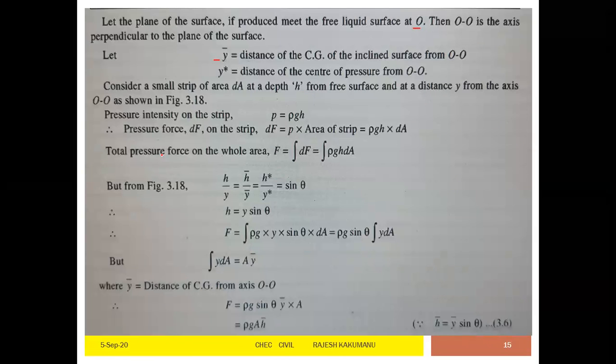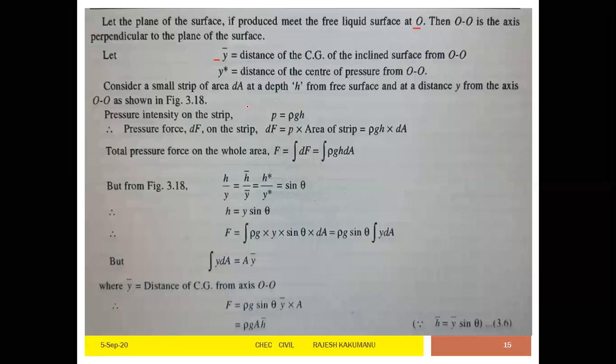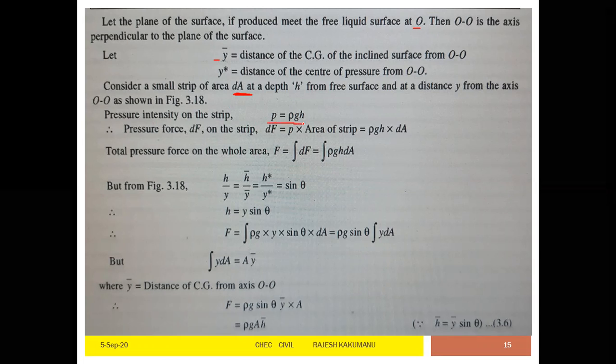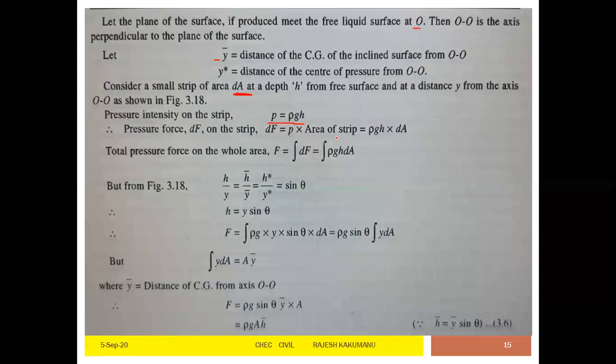Now considering a small strip of area, to get a derivation you have to take some small area from the arbitrary shape. There is a dA at a depth of h from the free surface. Now the pressure intensity is P equals rho into g into h. Now the pressure force dF on the strip is dF equals P into the area of the strip, that implies rho into g into h into dA.